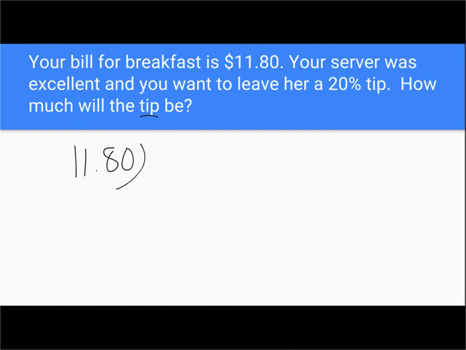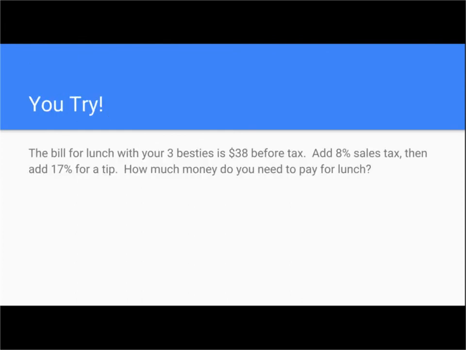$11.80 is our bill. 20% as a decimal is going to be 0.2 or 0.20, same thing. 11.80 times 0.2 equals 2.36. So 20% of an $11.80 bill is $2.36. So if you wanted to leave 20% tip, you would leave $2.36.